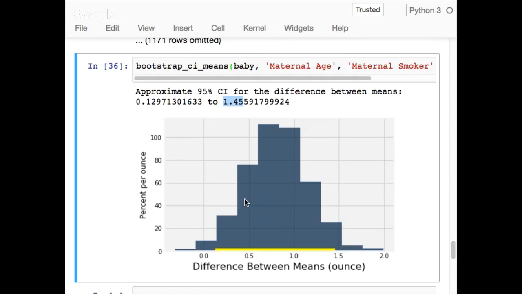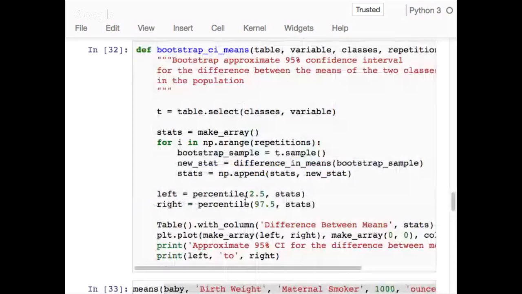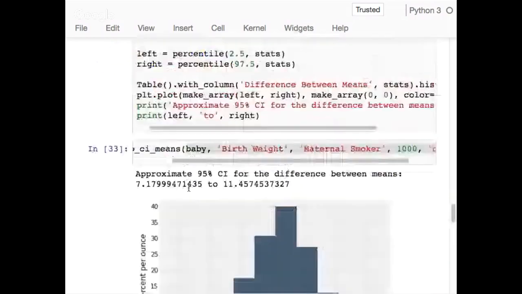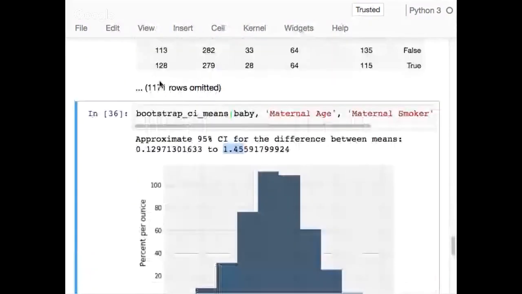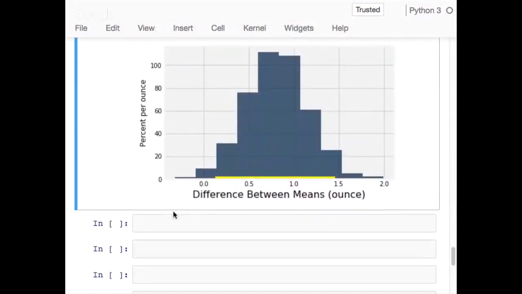So we can do a permutation test in one call, bootstrap CI means in another call. We can do all that in just a couple lines of code. Now that I've gone through all the work of talking about how these functions work and what goes into them, we can just use them. Very convenient. Let me do one more.